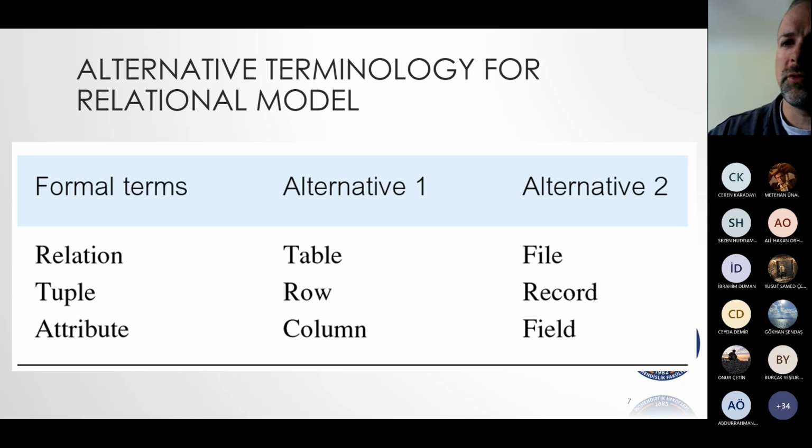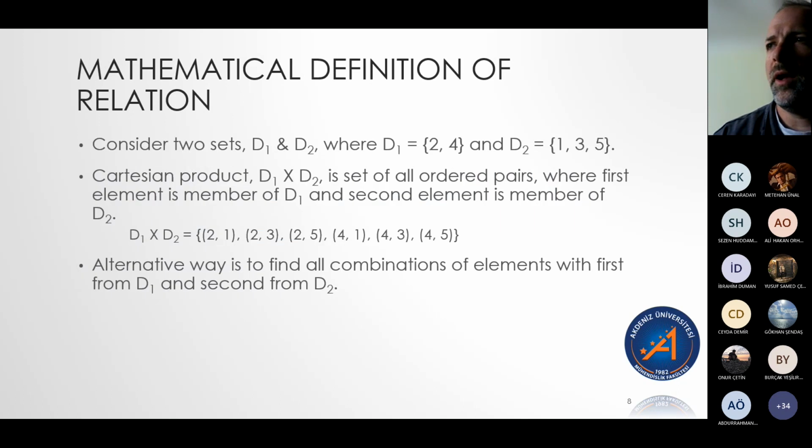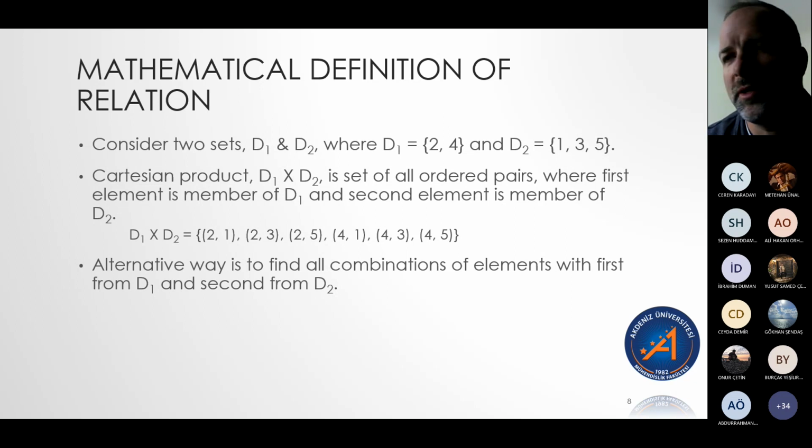So make sure you know the different alternative terms for those things. All right. This is that mathematical definition where it talks about Cartesian products and understanding how tuples work in terms of Cartesian products.